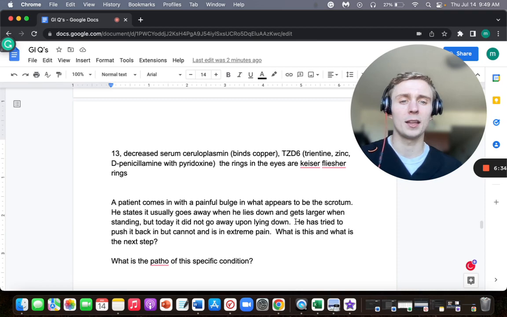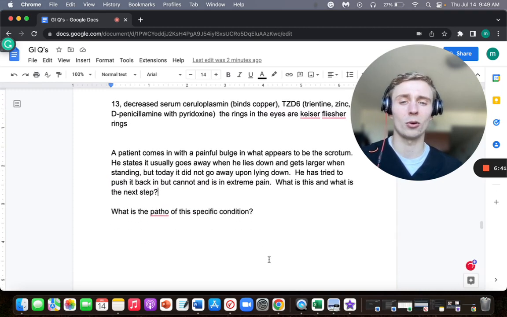So importantly, he has tried to push it in, but cannot and is in extreme pain. What is the next step? Also, what is the pathology of this specific condition?